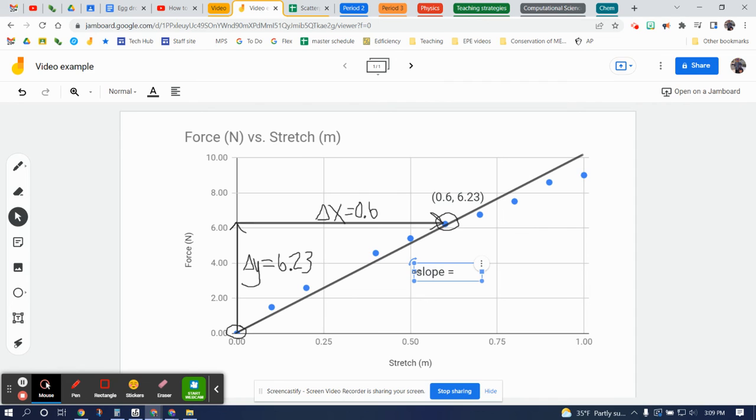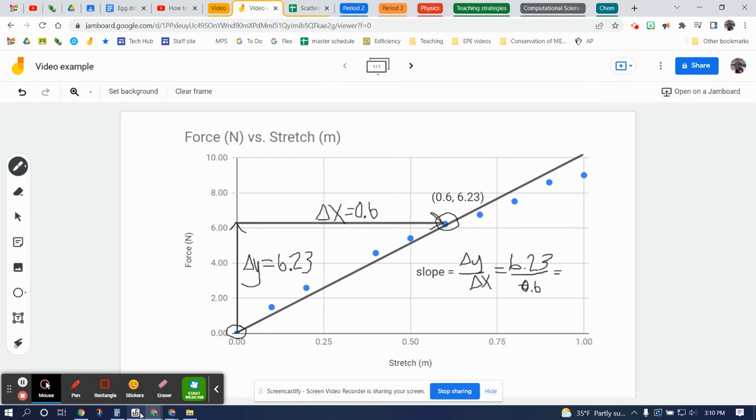Some of you guys say y2 minus y1 divided by x2 minus x1. I just keep it simple. And I say change in y over change in x, delta y over delta x. Your k's are always going to be positive. So we've got 6.23 divided by 0.6.